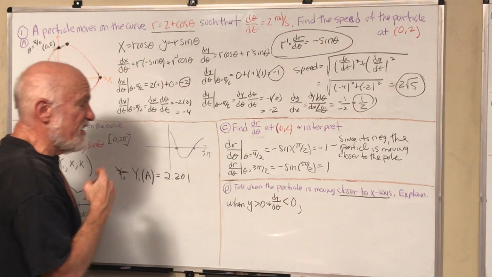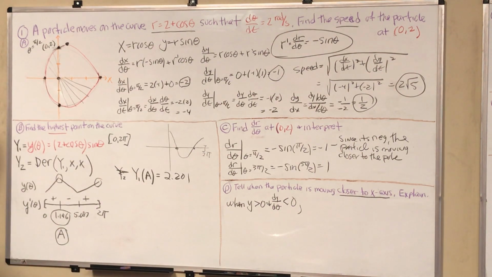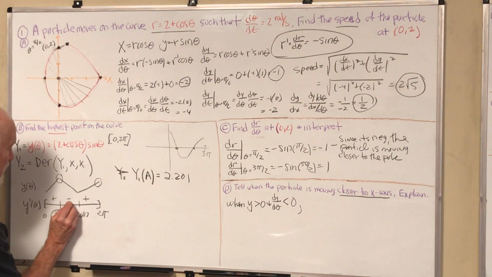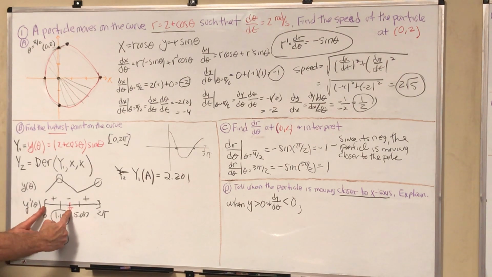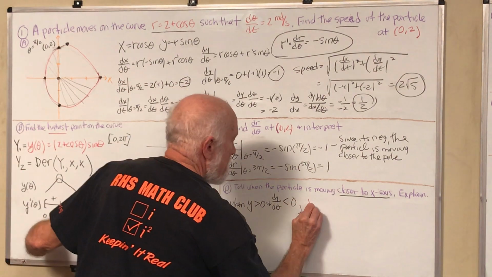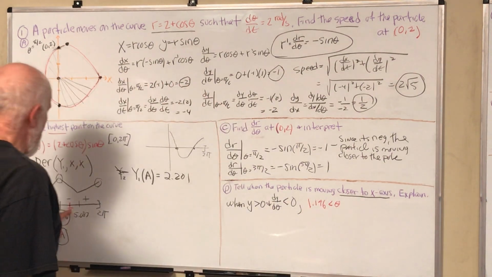And then I can just look on here. I've got this right in this chart. So where is y positive? From 0 to pi. So during this time, y is positive. And where is the derivative negative? Right here. So from 1.196 to pi.